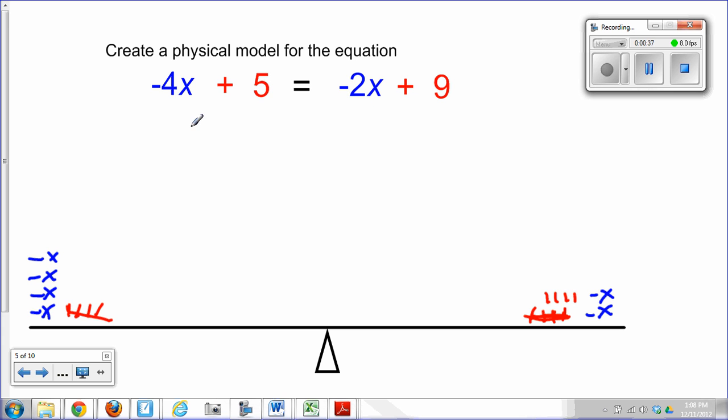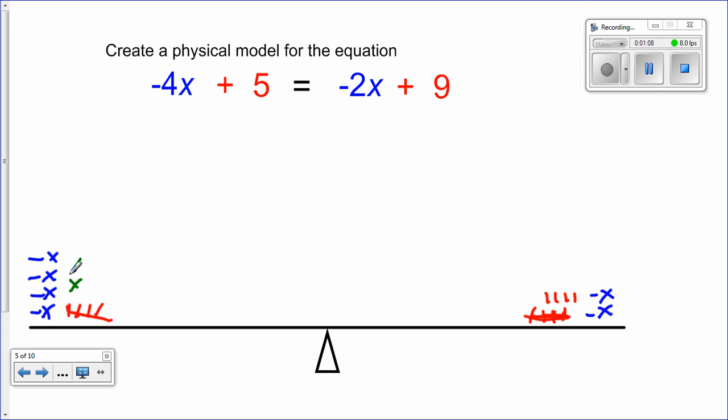Which is greater, -2 or -4? -2 is indeed greater than -4. So, just to be consistent, I'm going to eliminate the variable terms on the side with fewer of them. -4 is actually less than -2. So how am I going to get rid of or cancel out those -4x's? The same way I did before, with 4 positive x's.